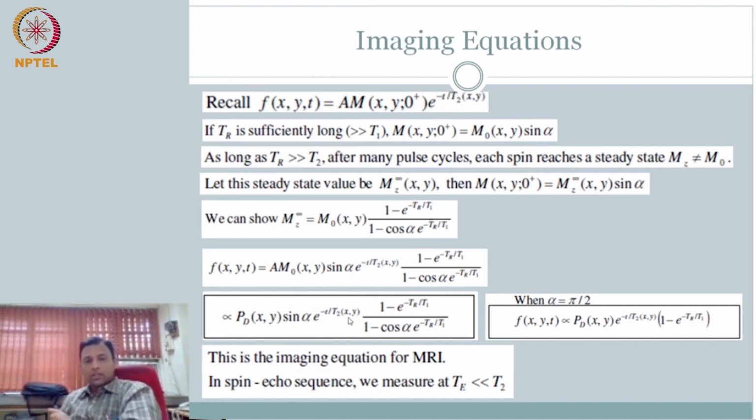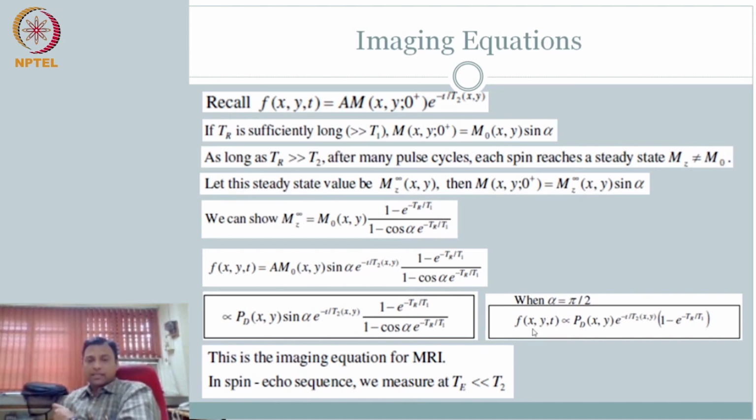When alpha is pi by 2, which gives your maximum signal, then f of x comma y is proportional to this term. Okay, so this is your imaging equation. This is modified. This is your f of x comma y comma t, meaning the image. At every pixel x comma y, this is your image.